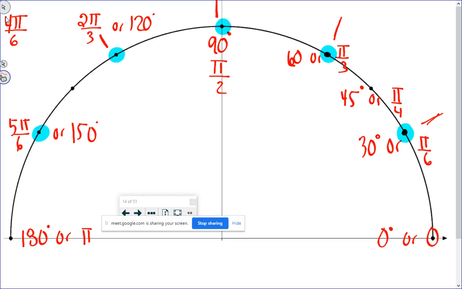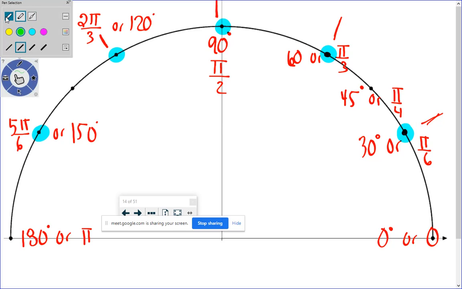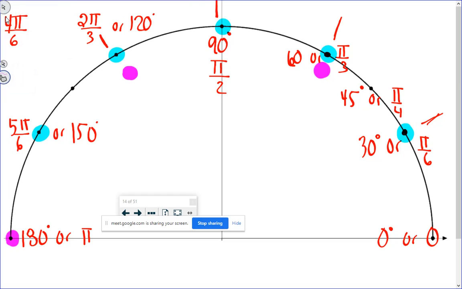So I am going to label the pi over 3 chunks using hot pink. This is 1 pi over 3. This is 2 pi over 3, which we already have. And this is 3 pi over 3, which is pi.